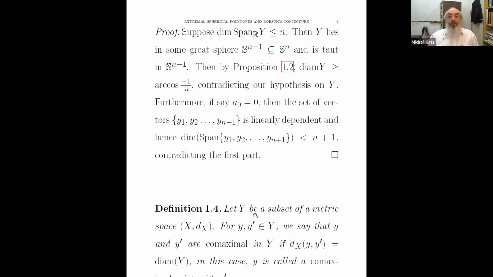Okay, so let's just go quickly over the proof. If the dimension of the span is only n, then it lies in a hypersphere. And then by the previous proposition, this diameter has to be at least arc cosine of -1 over n, which contradicts our hypothesis. So that proves the first claim. And the second claim is that if one of the coefficients is 0, then the remaining set of points is linearly dependent, and that contradicts our hypothesis, the first part of the proposition.